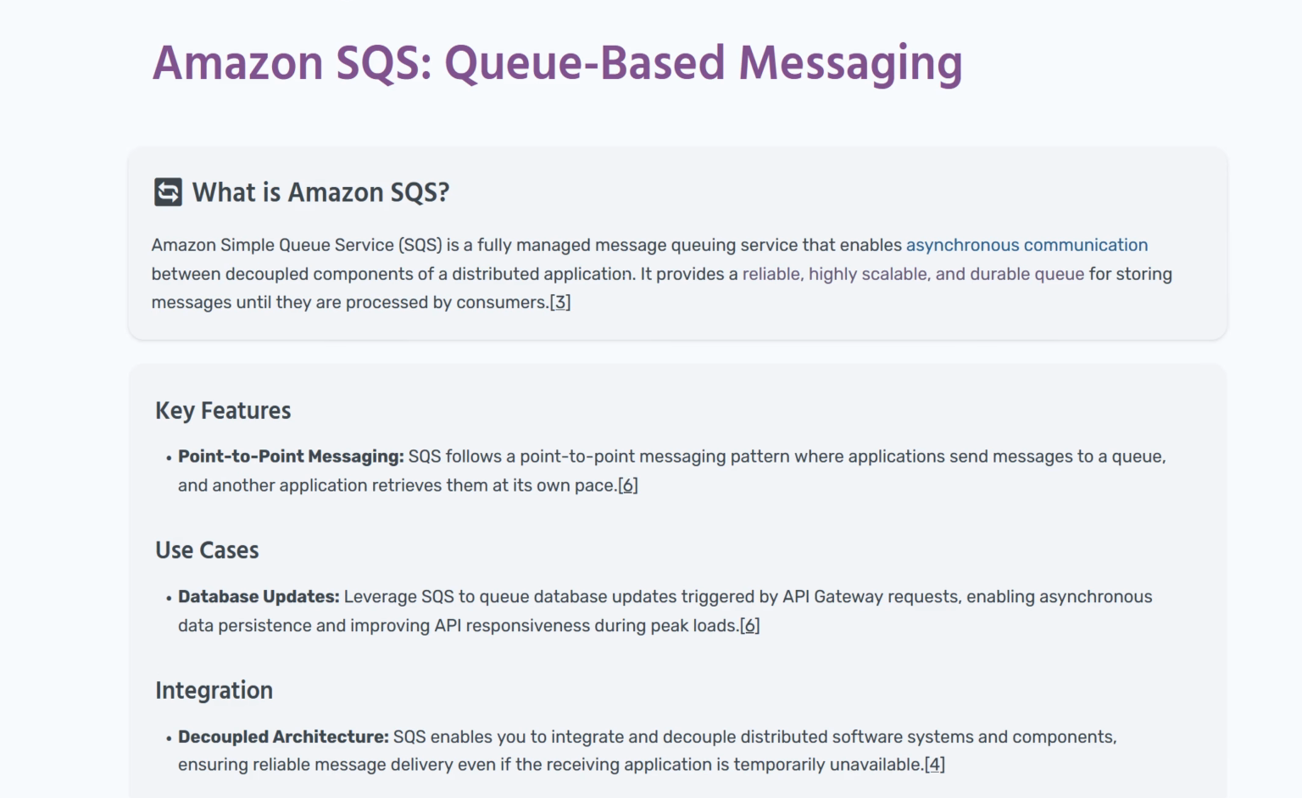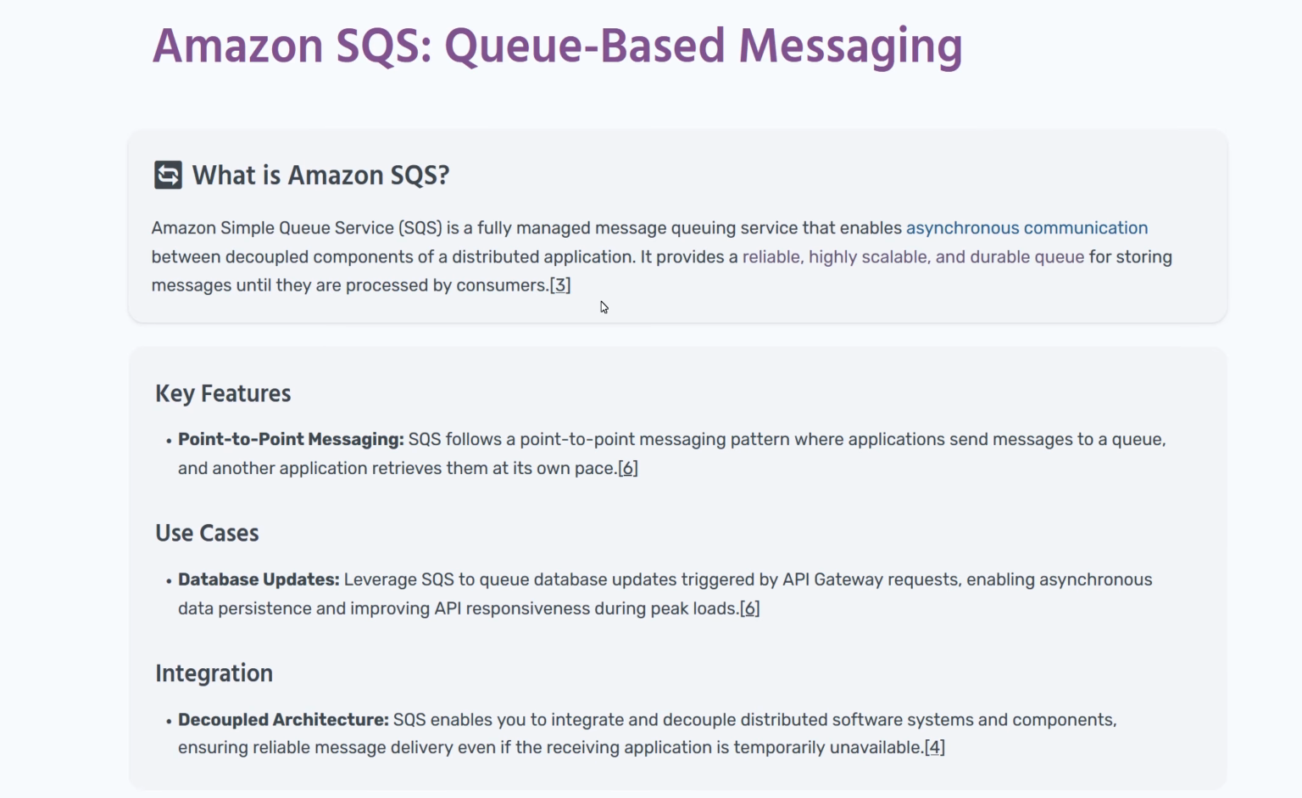Right. So let's look into more about SQS. We've been discussing that SQS is a fully managed messaging service for asynchronous communication between decoupled components of distributed applications, a reliable, highly scalable, durable queue for storing messages until they are processed by consumers. Key feature is point-to-point messaging. Use cases: database updates, integrated with decoupled architecture, distributed software systems and components, right?